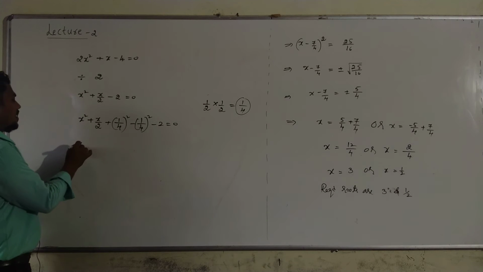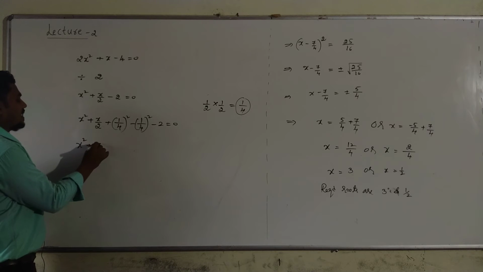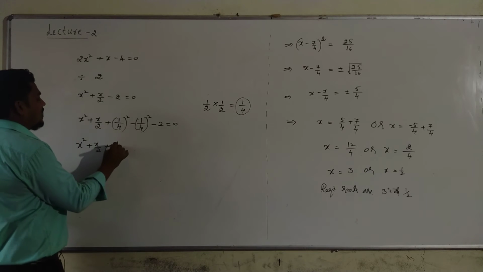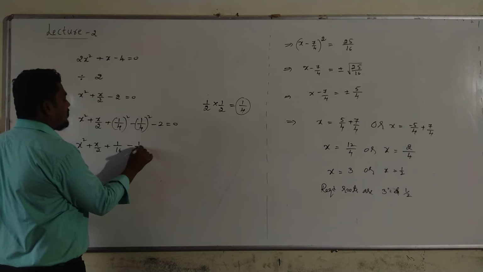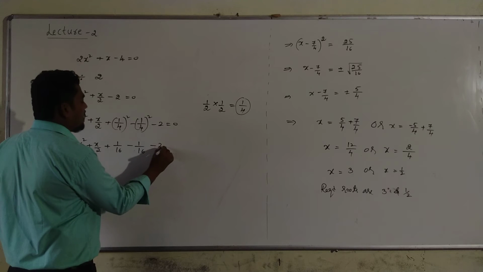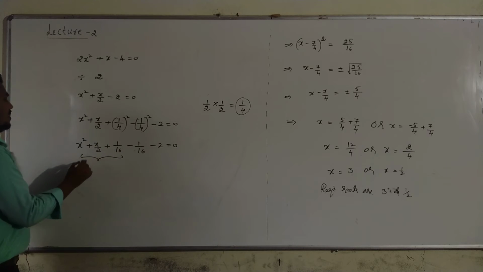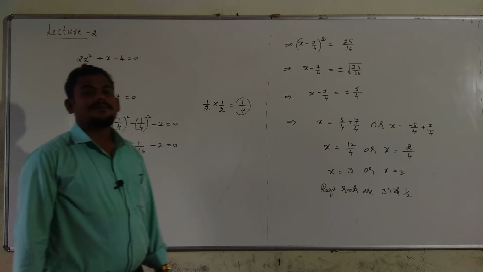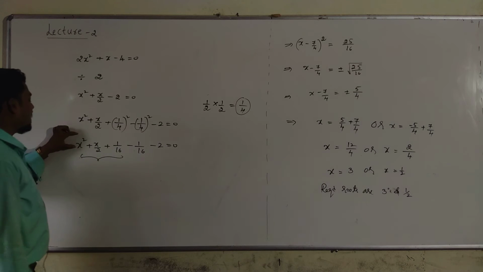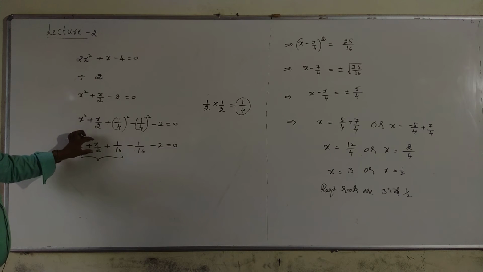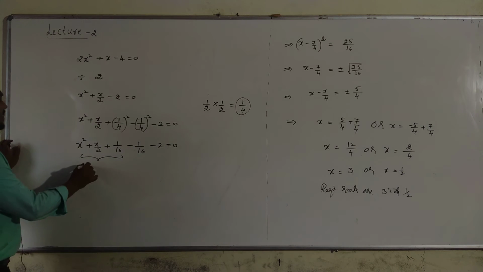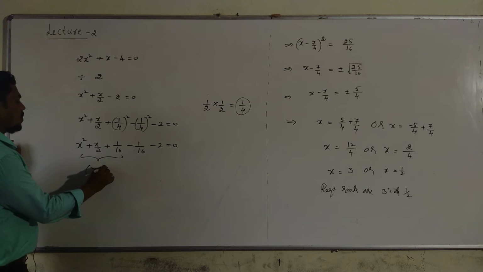Now, I will write one more step. x square plus x by 2 plus 1 divided by 16 minus 1 divided by 16 minus 2 is equal to 0. Look at these first three terms. Clearly it is a perfect square. It is like a square plus 2ab plus b square, which means it is (a plus b) whole square.